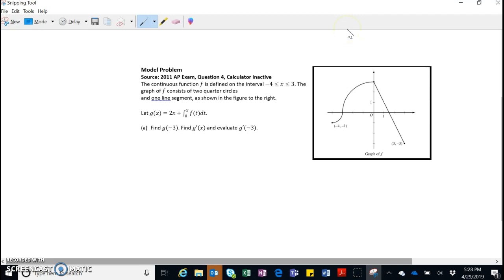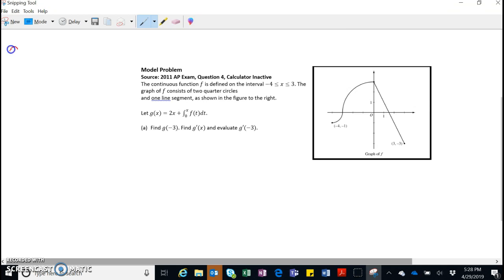We have a continuous function f that's defined from -4 to 3, and our graph consists of 2 quarter circles and 1 line segment. g of x is equal to 2x plus the integral from 0 to x of f. We want to first find g of -3. There's nothing too rigorous about this one. And then that second piece is where our second key lever will come in.